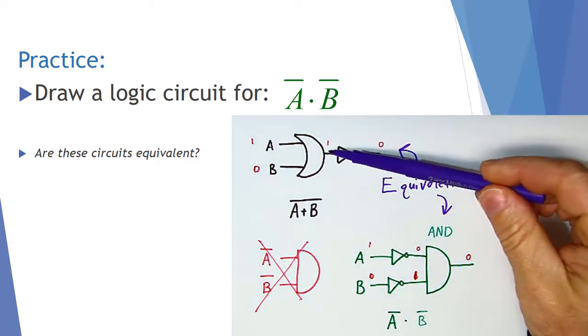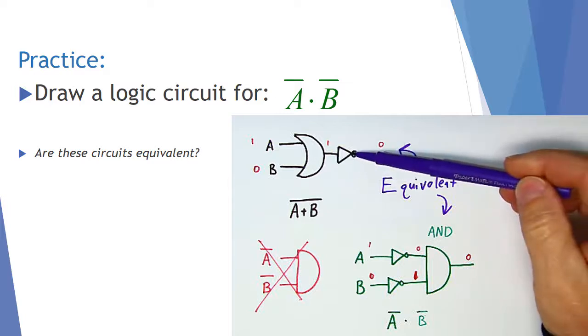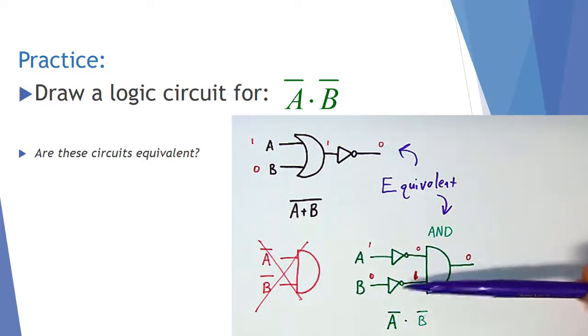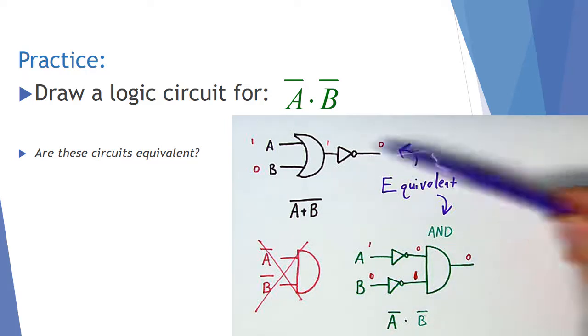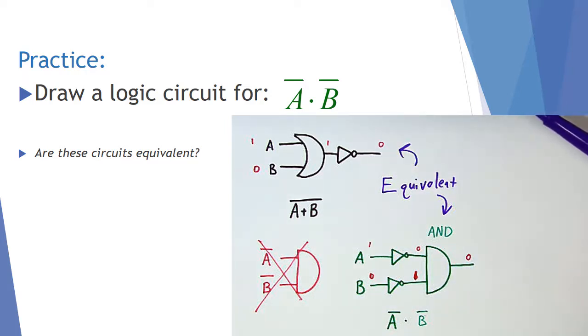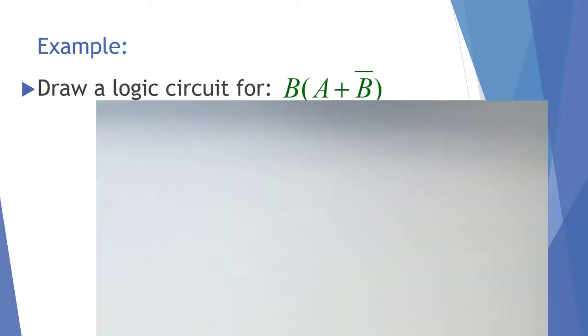This one only has two gates, an OR gate and an inverter, whereas this one has three, two inverters and an AND gate. So that would be considered the simpler circuit. And it should make sense that they're equivalent because De Morgan's property says we can break the line and change the sign from our original expression and it will yield our new one.